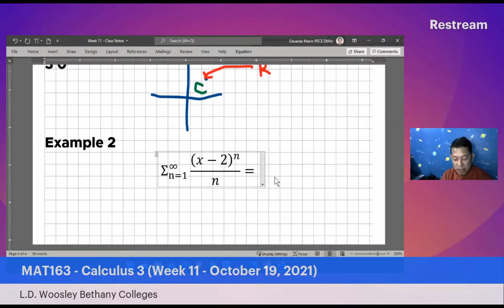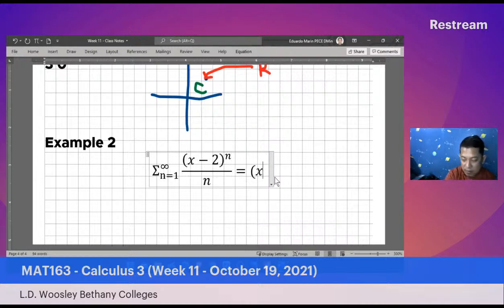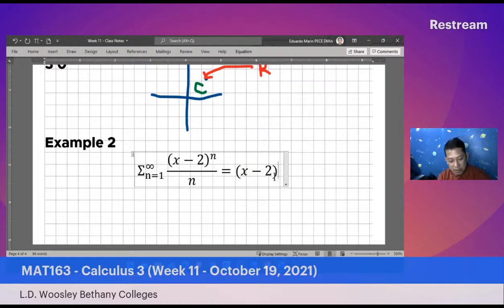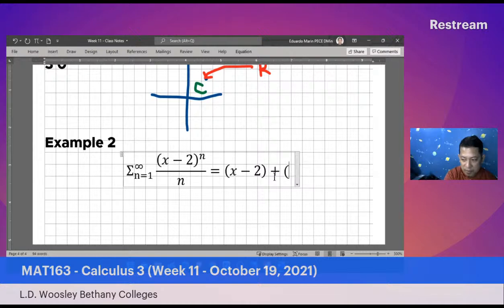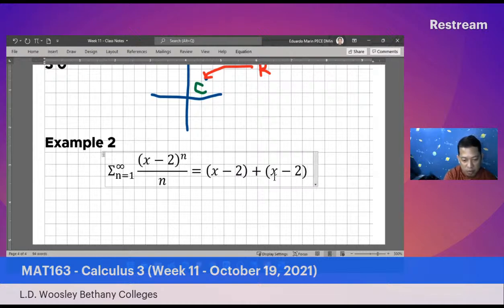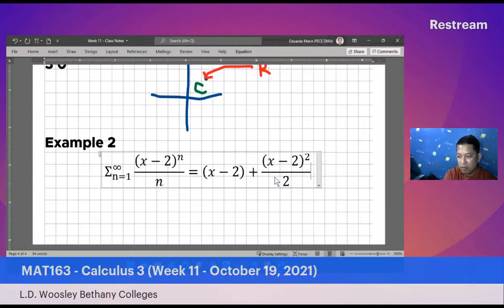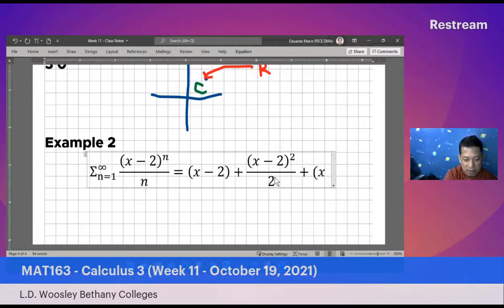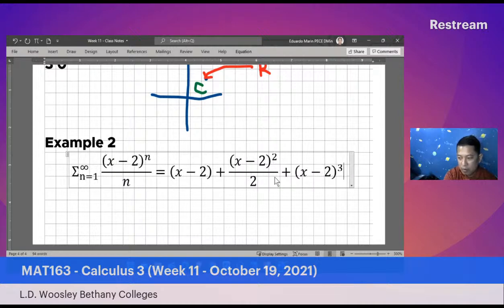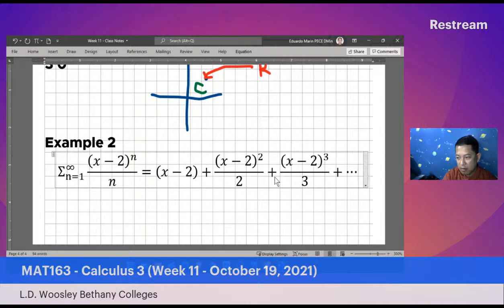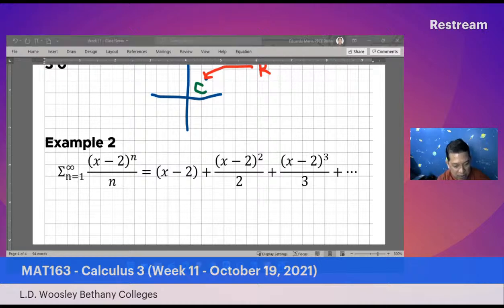Okay. As we substitute n equal to 1, what would be the value? So it must be just x minus 2 raised to 1, which is x minus 2, plus, what would be the next term? So x minus 2 squared, dahil at n equal to 2 na gagamitin natin, all over 2. Plus x minus 2 cubed, over 3, and etc. Alright, so that would be the expansion of this power series that we have here.